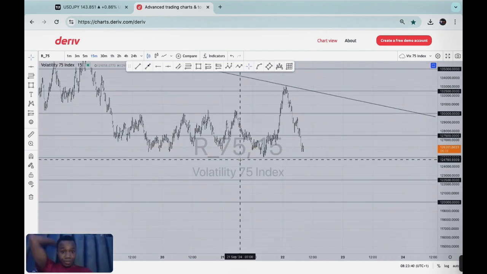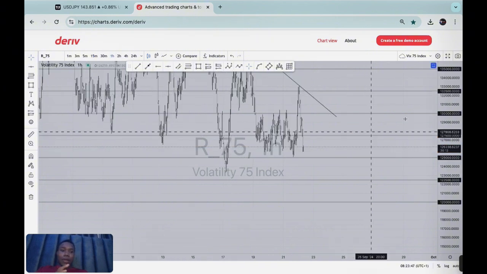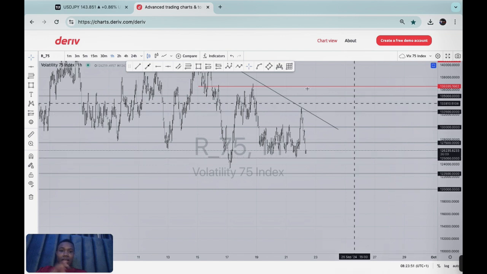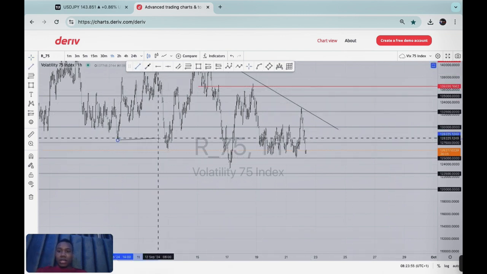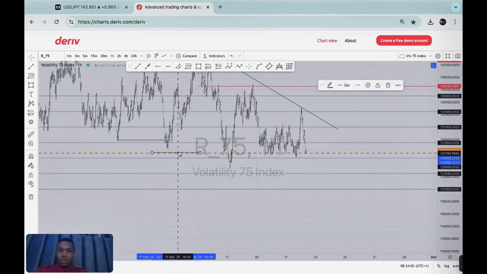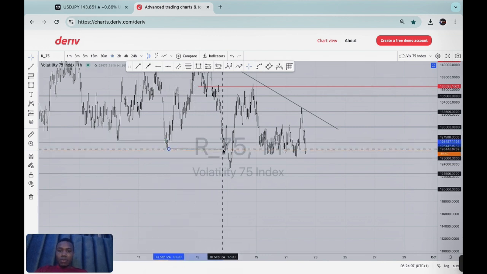So guys, what do we do next from here? Now we are on the 15 minutes time frame. We want to go back to the 1 hour time frame and understand the market structure again. On the market structure, we can see that the market is currently bearish. You can see a break of structure right here, another here, and another here. This is a sign that the price is bearish at the moment.